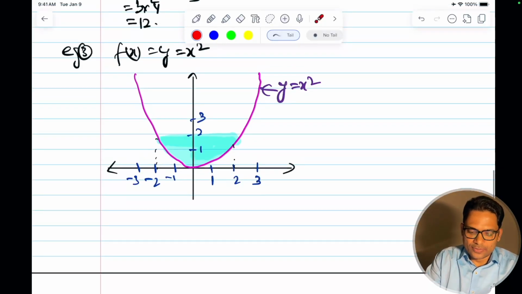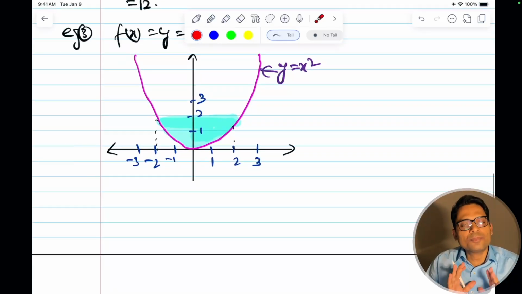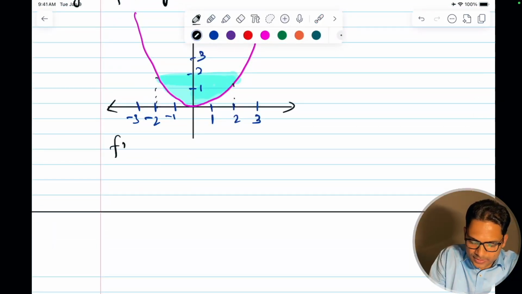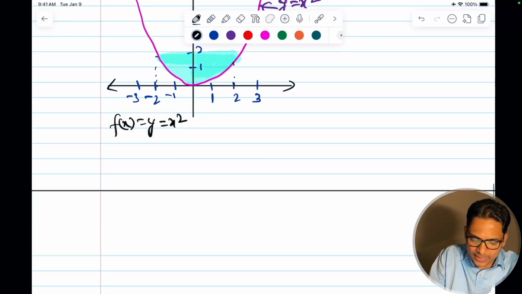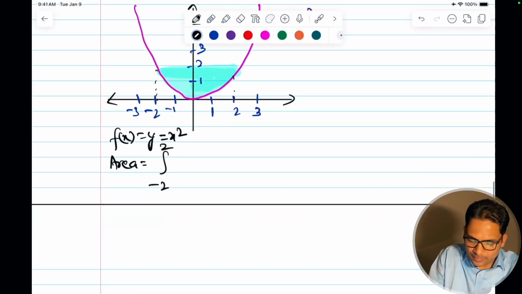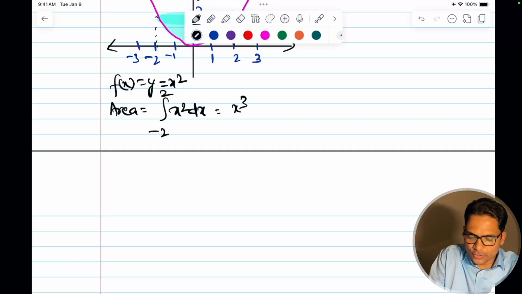So that's the beauty of calculus. Now you can just simply put the integral formula and get the area. What will be the area for this? So my f(x) is equal to y is equal to x square, and I want to integrate this. So my area will be equal to the integral from minus 2 to 2, this is my x-axis range, of x squared dx. So this is equal to the integral of x cubed by 3 from minus 2 to 2.